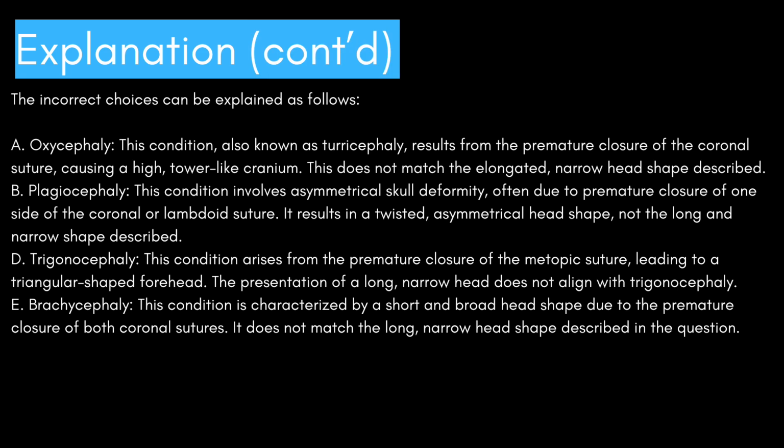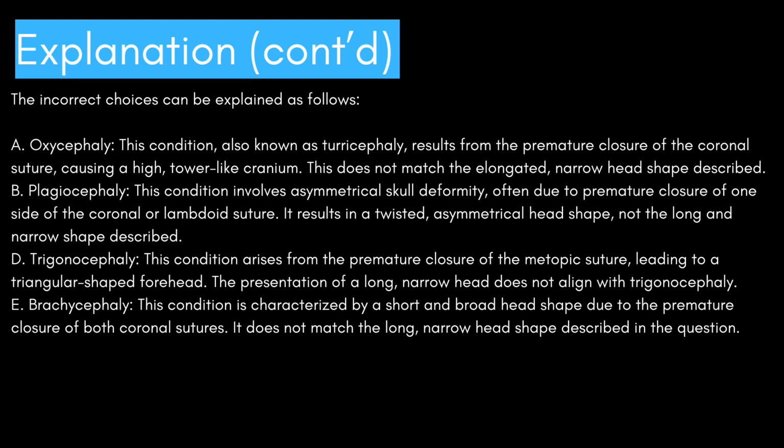The incorrect choices can be explained as follows. A, oxycephaly. This condition, also known as pterocephaly, results from the premature closure of the coronal suture, causing a high tower-like cranium. This does not match the elongated, narrow head shape described. B, plagiocephaly. This condition involves asymmetrical skull deformity, often due to premature closure of one side of the coronal or lambdoid suture. It results in a twisted, asymmetrical head shape, not the long and narrow shape described.